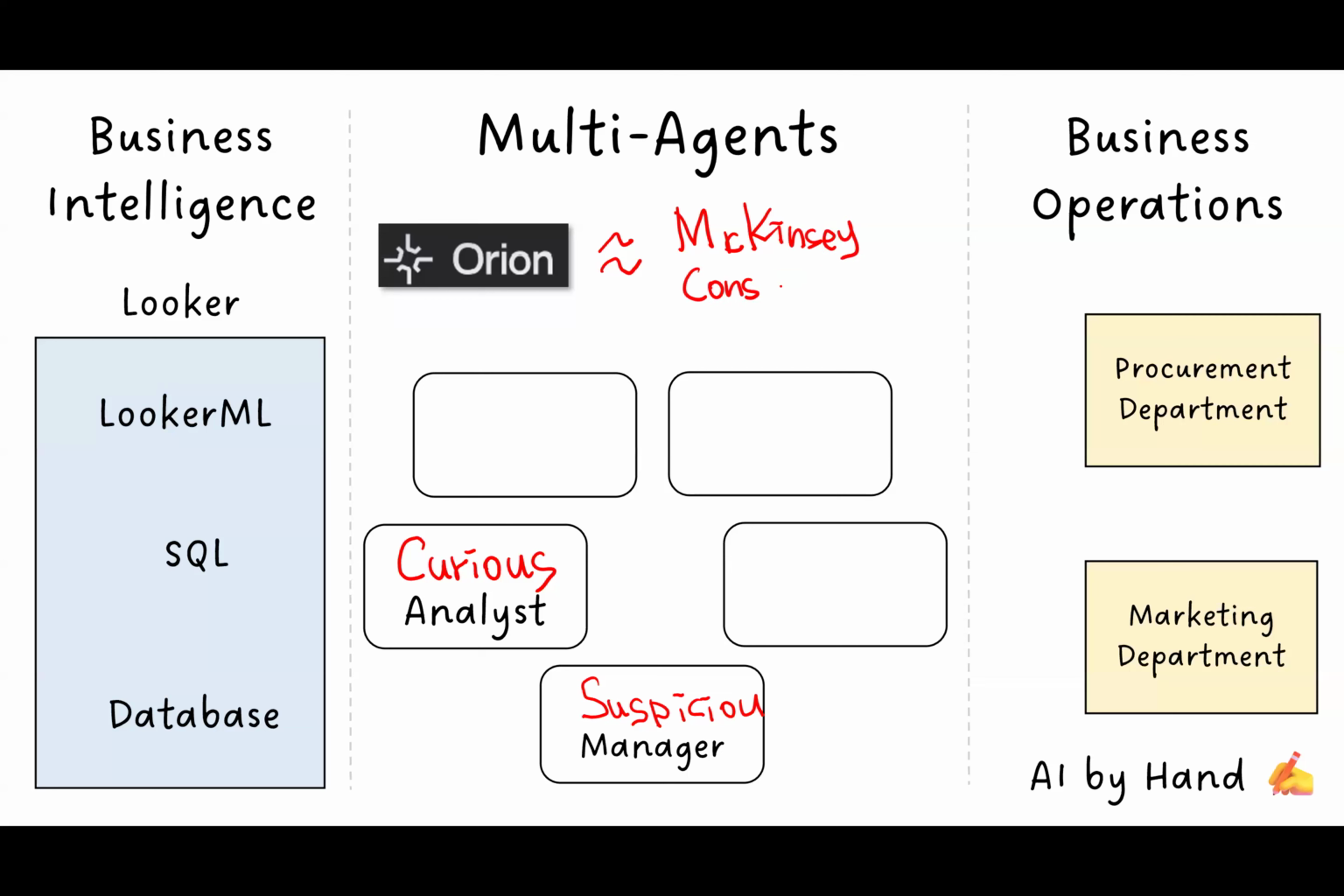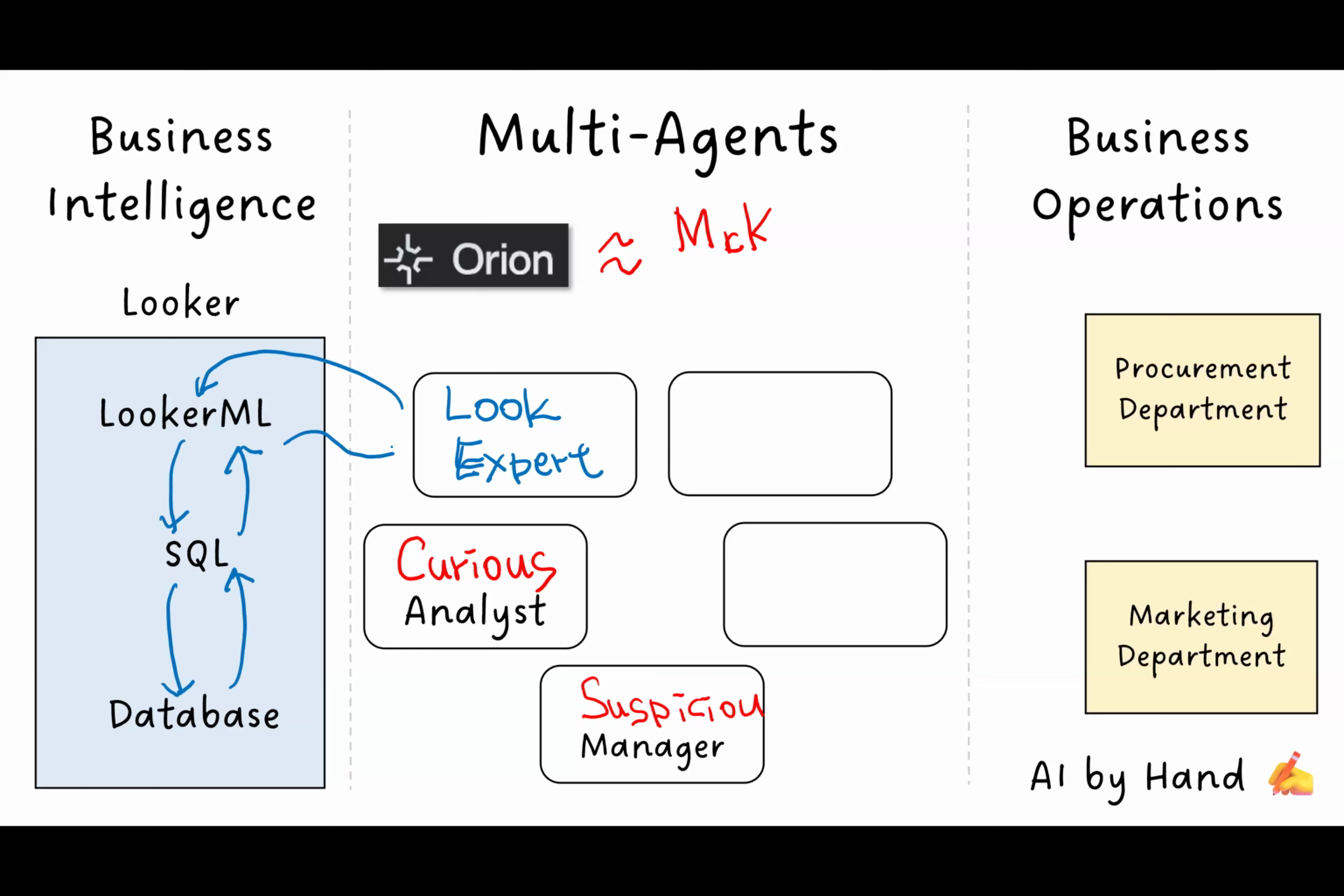Would you like your multi-agent system to work like a group of McKinsey consultants, except that instead of working 8 hours a day, you could have them working 24 hours a day and 7 days a week? And you look at how you can fill in the blanks. I would like to have someone who could write Looker ML, this expert. If you do that, they'll be able to write LookML, which sits on top of SQL, and they will go to your database, retrieve some data, and come back and generate some reports.